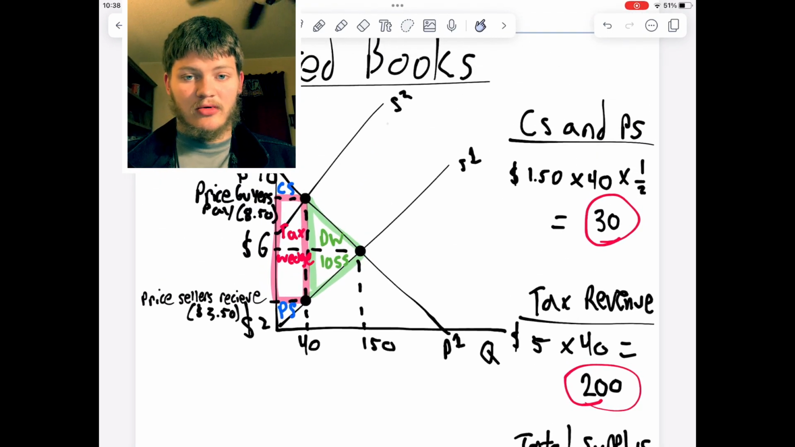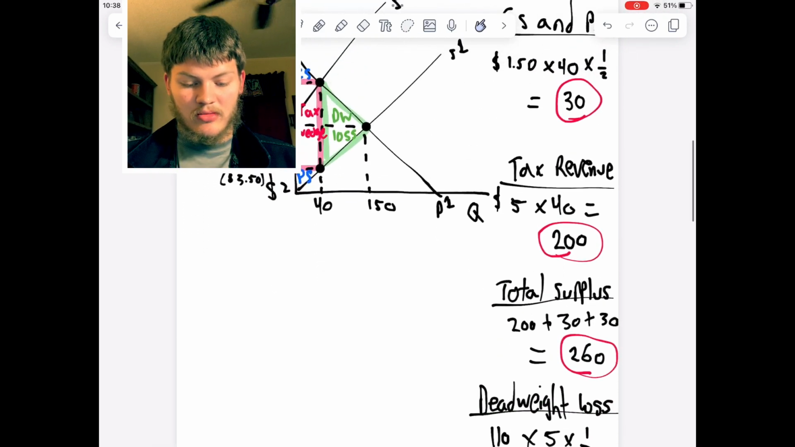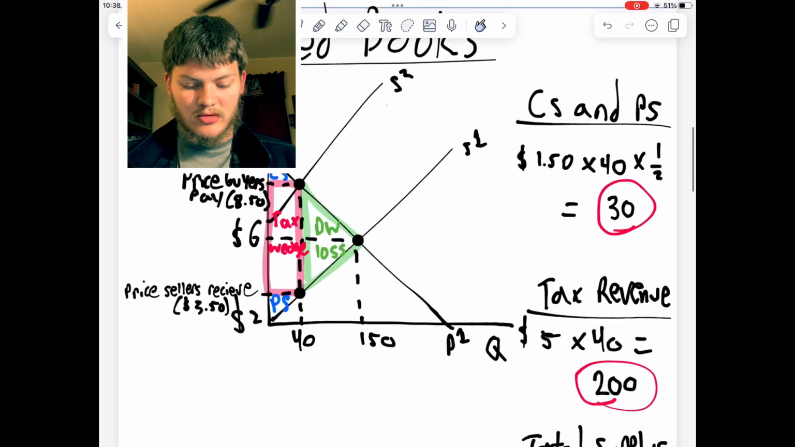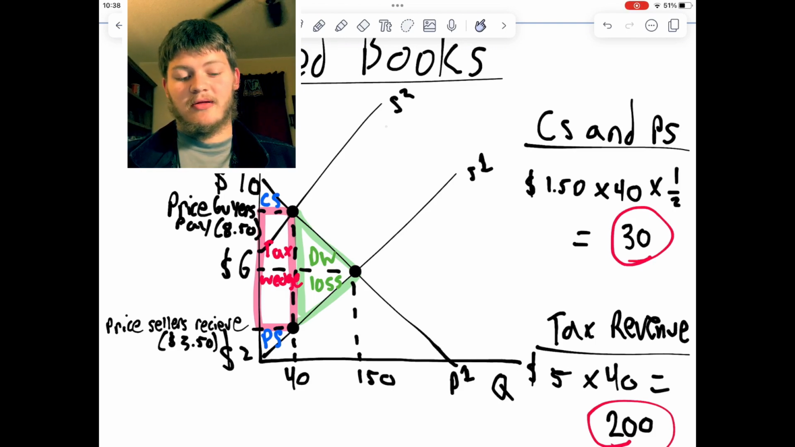Hopefully that was understandable. The deadweight loss is the buyers and sellers leaving the market. Hopefully that makes sense. And that should be good for that one. Look at that graph. Let it soak into your memory so you can retain that nutritious information.